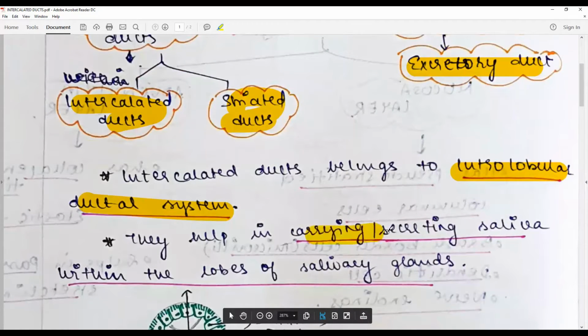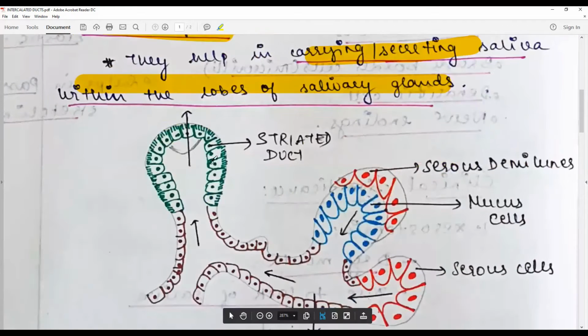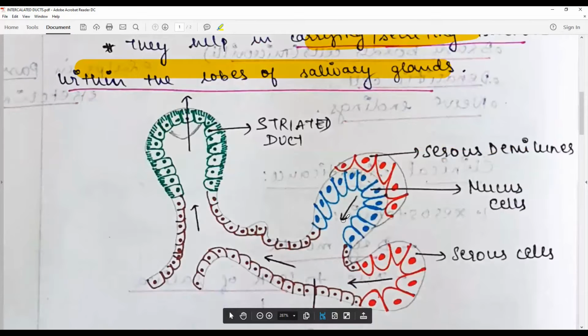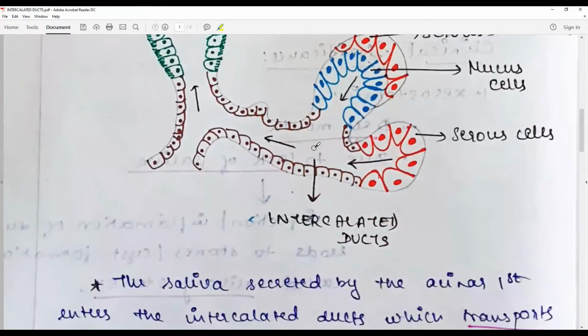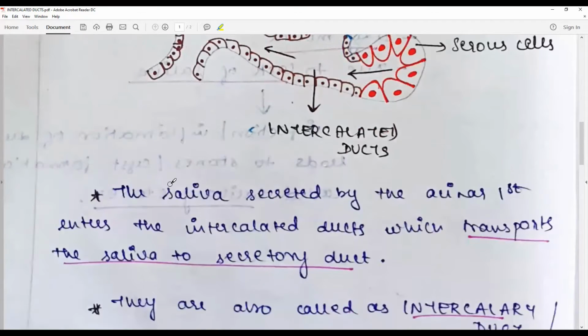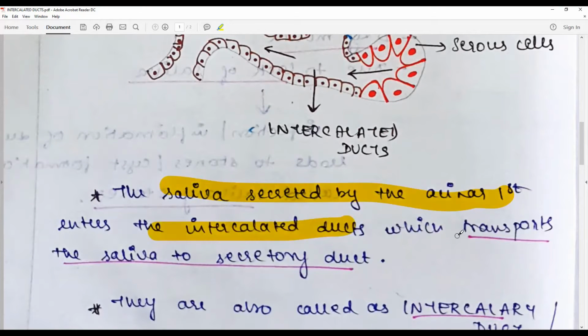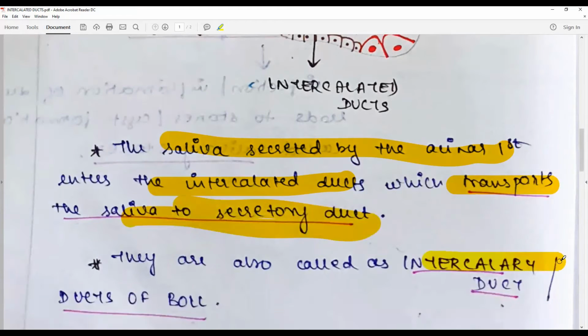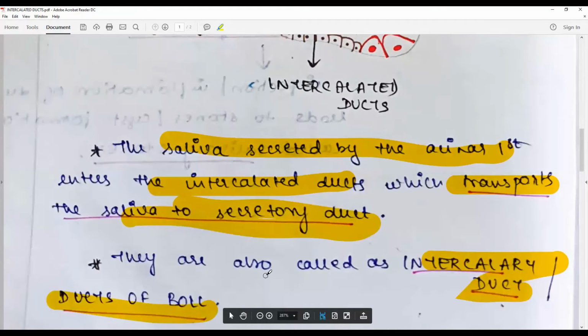They help in carrying saliva within the lobes of the salivary gland. This is the diagram representing the seromucous gland, where the intercalated and striated ducts are found within the lobules. And this is the area where intercalated ducts would be found. The saliva secreted by the acini first enters the intercalated duct, point number 1, and transports the saliva to the secretory duct. They are also called intercalated ducts or ducts of Boll.